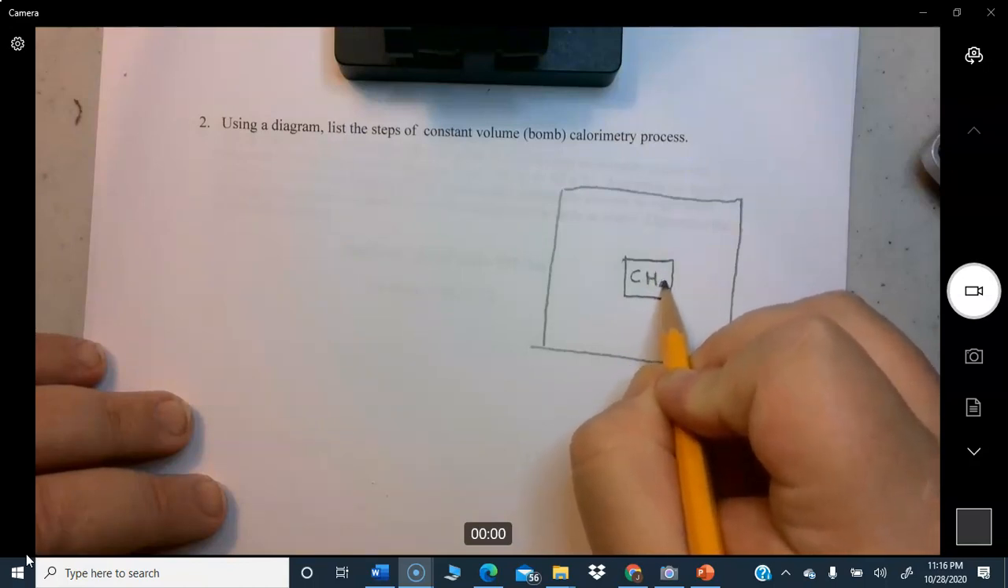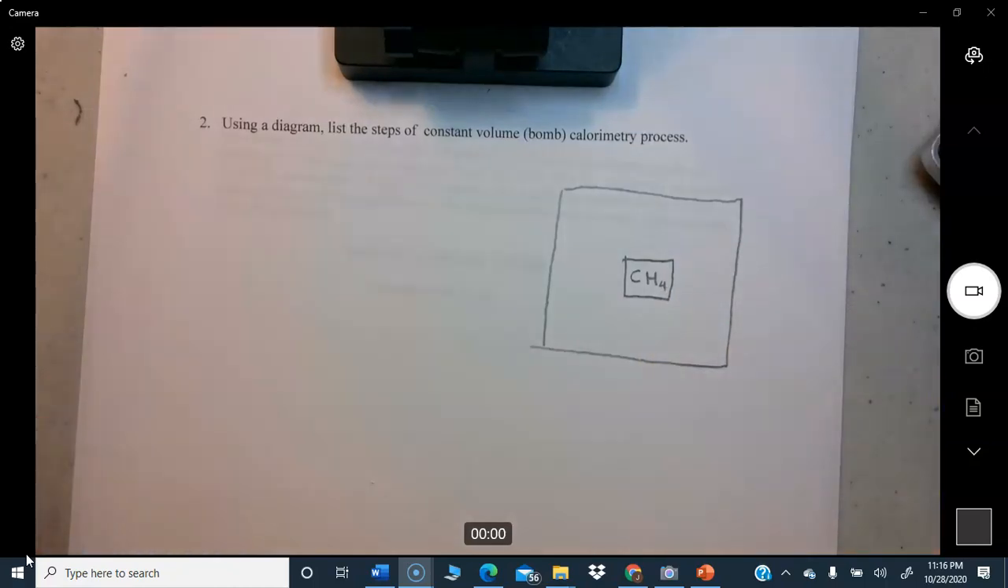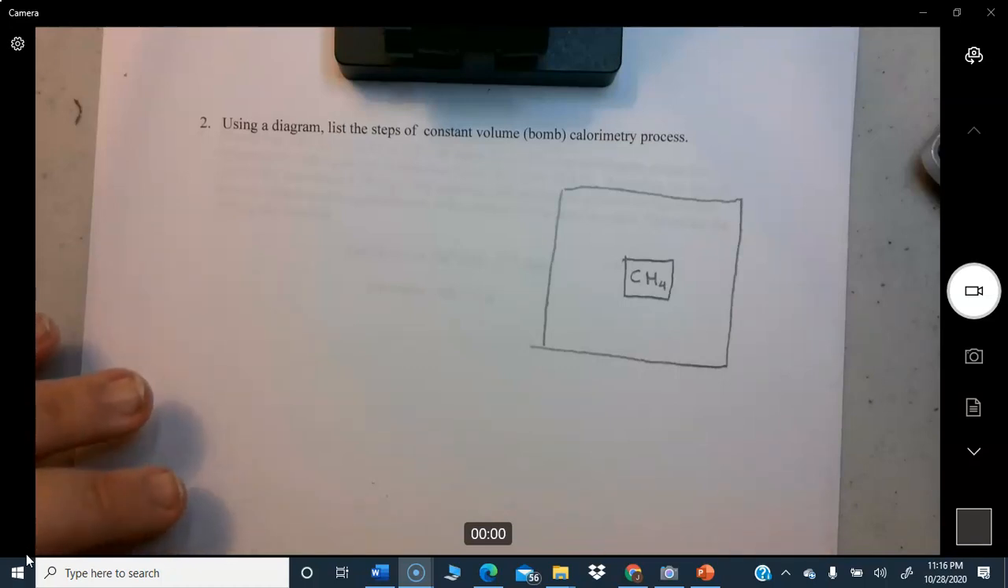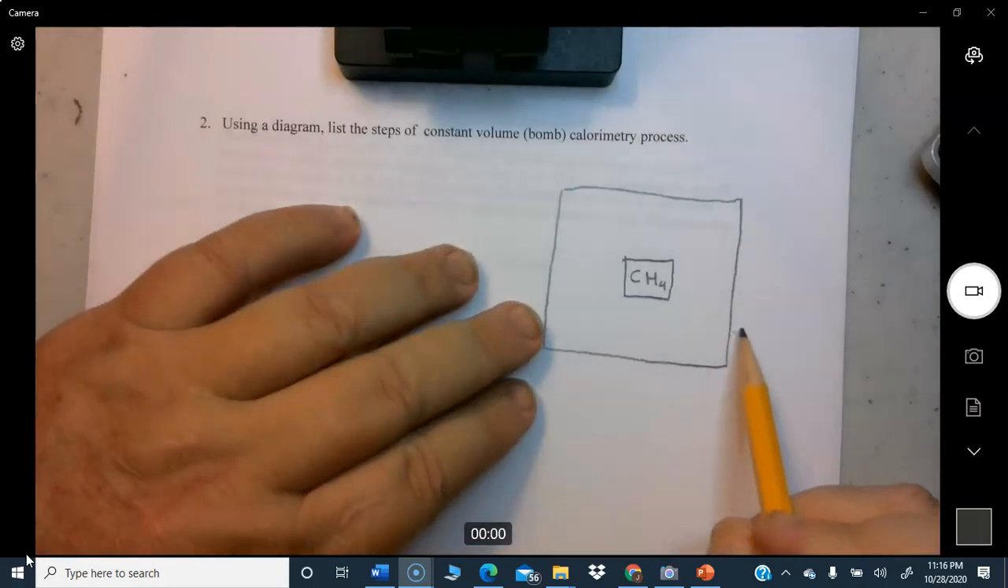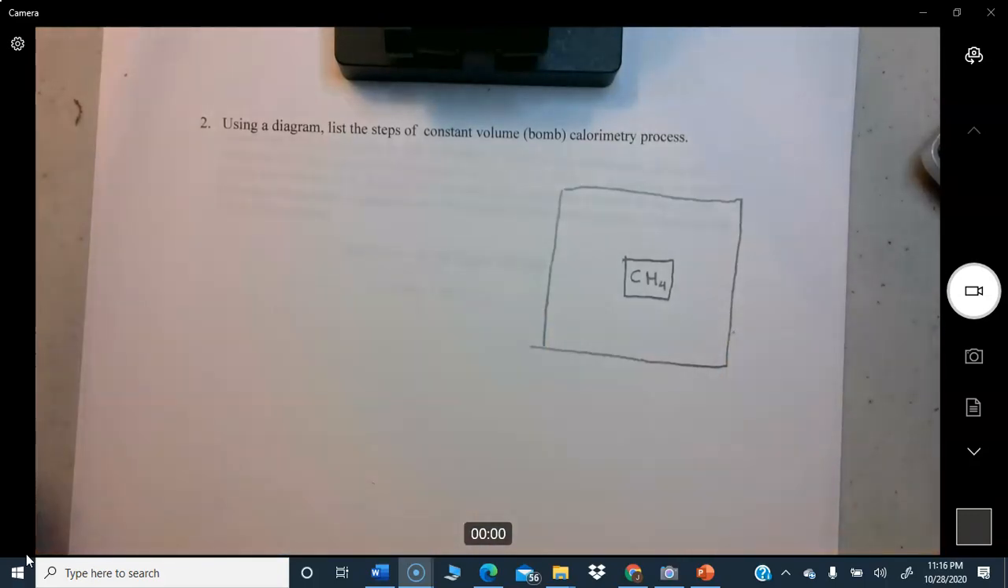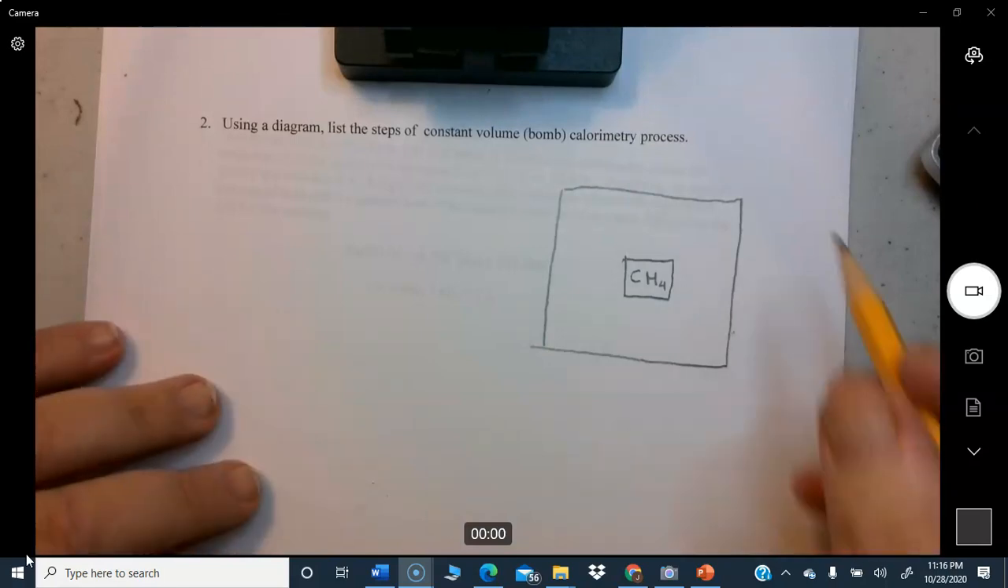The problem we talked about in class, the example in the notes, is rocket fuel. It's something that's really going to explode or burn very hot. So bomb calorimetry is used for more extreme temperature situations where you have a greater release of energy. So this is a very solid container. It's not a coffee cup. It's not a styrofoam coffee cup.